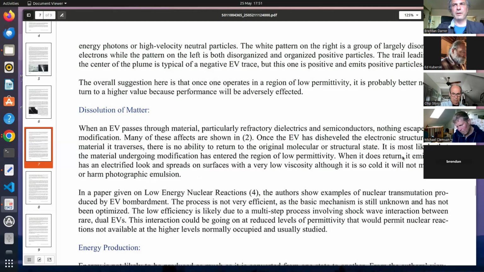When it does return, it emits light, has an electrified look, and spreads on surfaces with a very low viscosity. Although it is so cold, it will not melt wax or harm photographic emulsion.